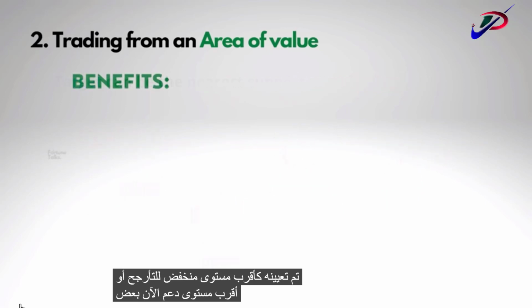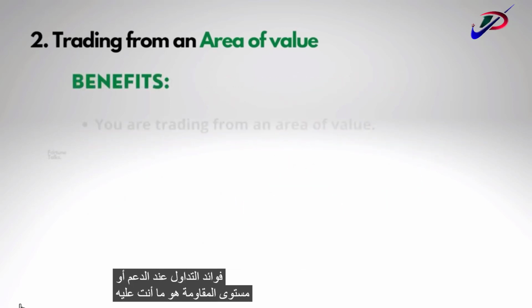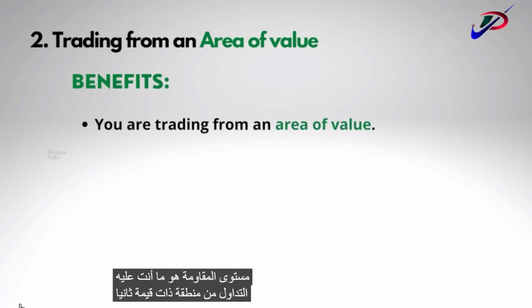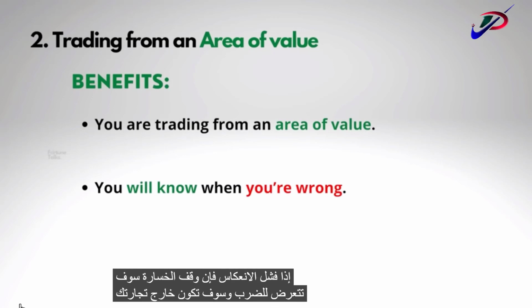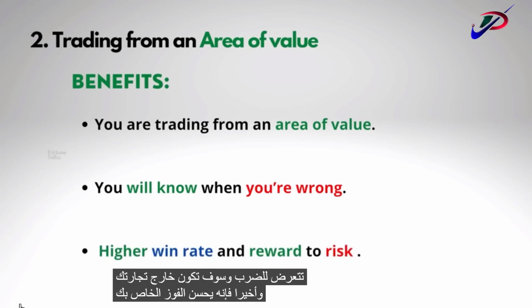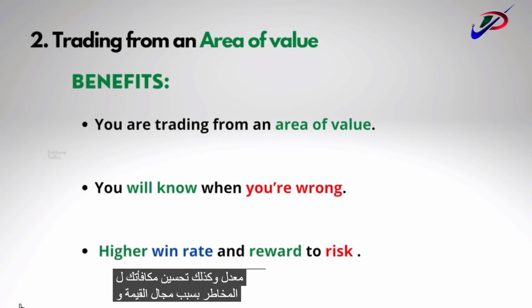Now some of the benefits of trading at a support or resistance level are that you are trading from an area of value. Secondly, it tells you when you are wrong. That is, if the reversal fails, your stop loss will be hit and you will be out of your trade. And finally, it improves your winning rate as well as improves your reward to risk because of the area of value and also based on the degree of rejection from the level.